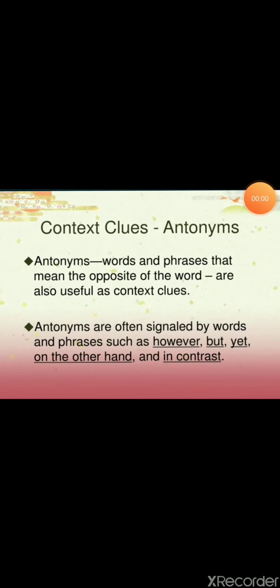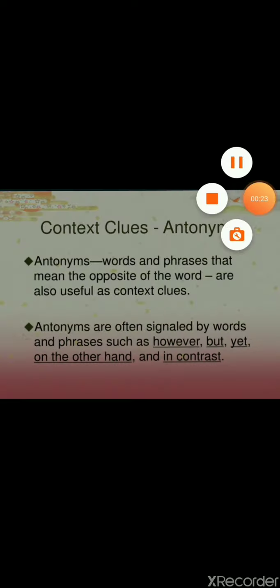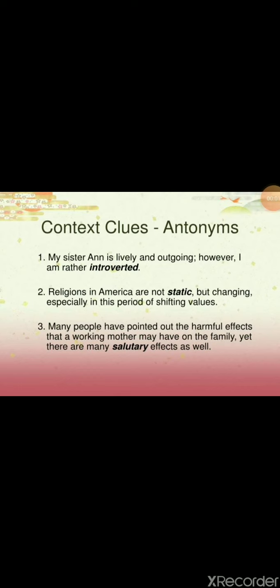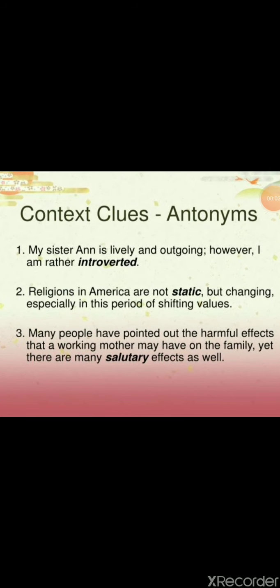Moving ahead with antonyms, context clue. Antonym words, you know, are a contrast, opposite. Words and phrases that mean the opposite of the word are also useful as context clues. How? Antonyms are often signaled by words and phrases such as however, but, yet, on the other hand, and in contrast. It shows that something is against. Let's see an example of antonyms. My sister Anne is lively and outgoing. However, I am rather introverted. Extroverted is the right answer.